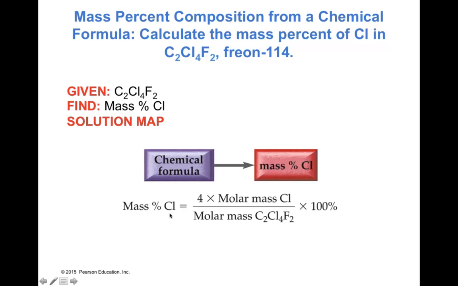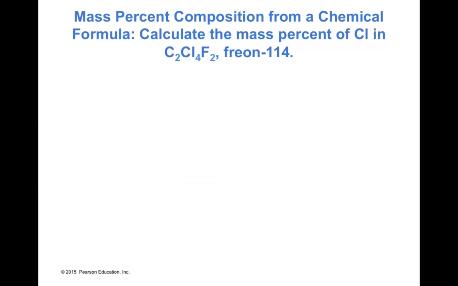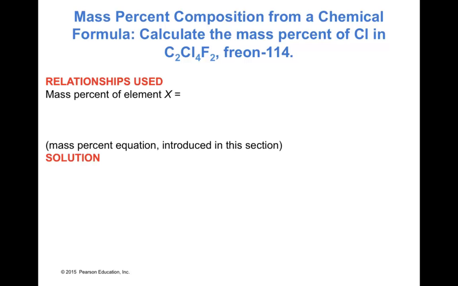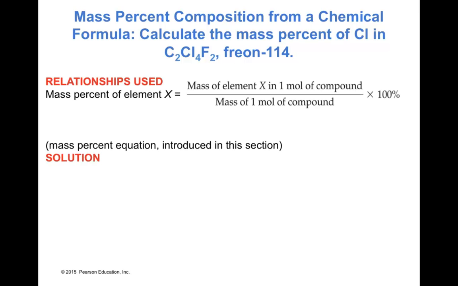The percent of chlorine will be 4 times the molar mass of chlorine divided by the molar mass of the compound times 100. That will be the equation that we need to solve. So in other words, basically we have the mass percent of an element X, as we mentioned before. It will be the mass of element X in 1 mole divided by the mass of 1 mole of the compound.